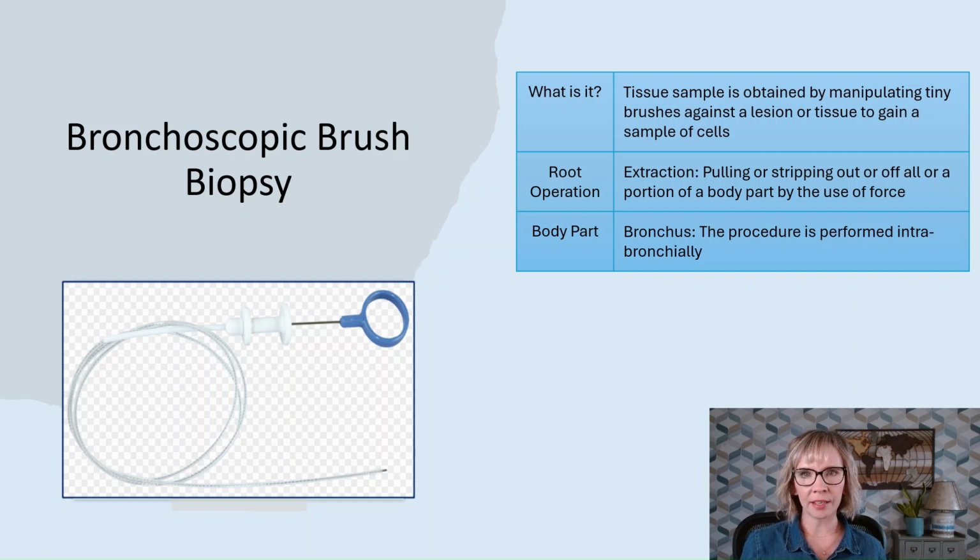Bronchoscopic brush biopsy is another method used to obtain tissue samples during a bronchoscopy. When they do bronchial brushings, the physician advances a tiny brush like the one you see here on the slide through the bronchoscope and uses it to collect cells from an abnormal area. This is coded to the root operation extraction since the brush is used to strip off some cells rather than cutting anything. When selecting the body part, it's important to be aware that this type of biopsy is performed inside the bronchus. This is because the brush does not penetrate through the bronchus to reach the lung, but rather takes samples from the bronchial wall, so the body part will always be bronchus rather than lung.